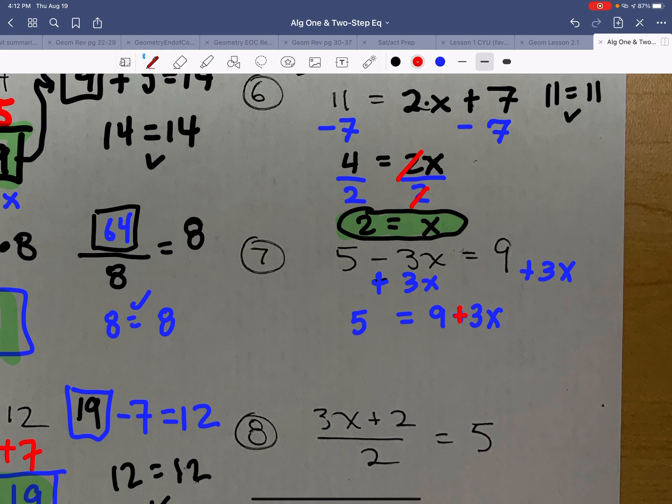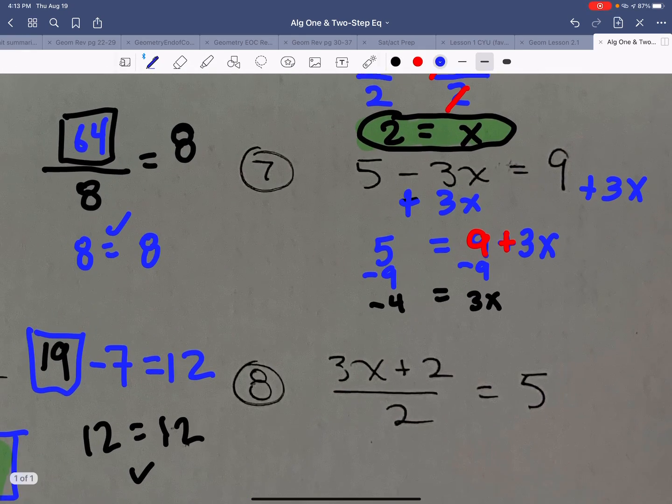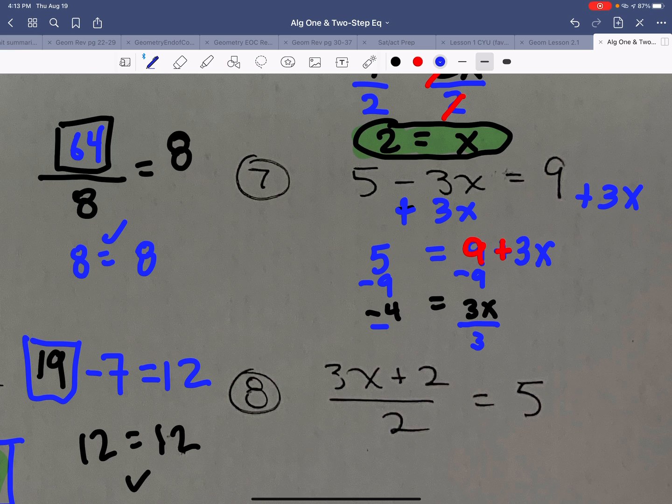3x is being added to 9, right? So I'm going to subtract 9 to both sides. I get negative 4. And now this looks a lot like question number 1. X is being multiplied by 3, so I'm going to divide by 3. And that cancels. So we get x is equal to negative 4/3.